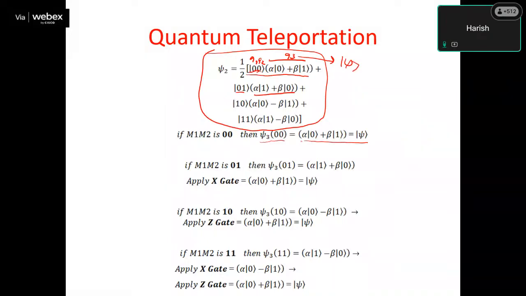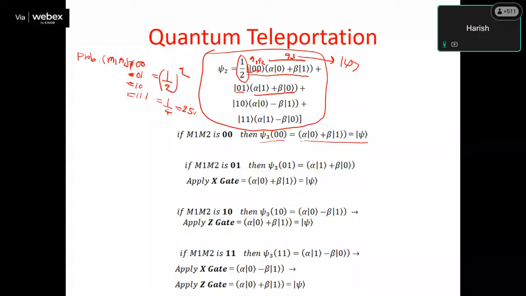But you may say that maybe we can observe 0 1, or maybe we can observe 1 0 or 1 1. So these measurements of q1 and q2, 0 0, 0 1, 1 0, 1 1, are all equally likely. So the probability of measuring m1 m2 as 0 0 or 0 1 or 1 0 or 1 1 is 1 by 2 mod square, because the amplitude of each of these states is 1 by 2. So 1 by 2 square is nothing but 1 by 4, that is 25%.